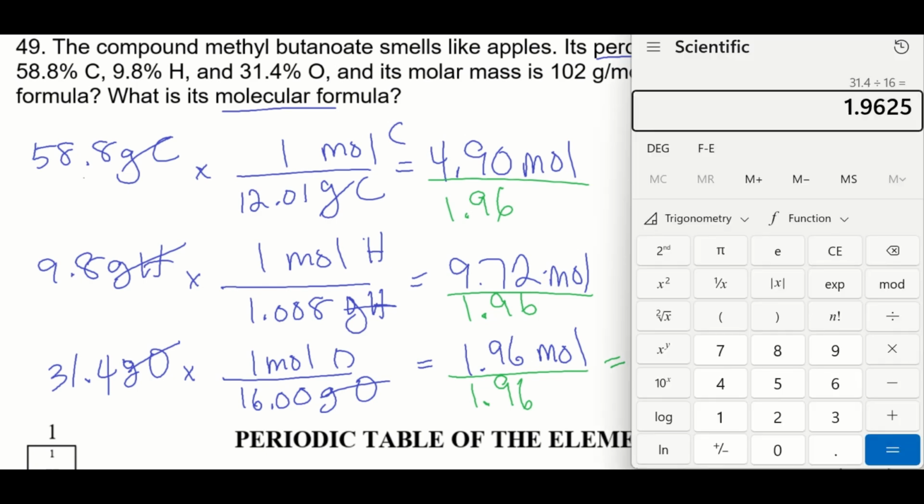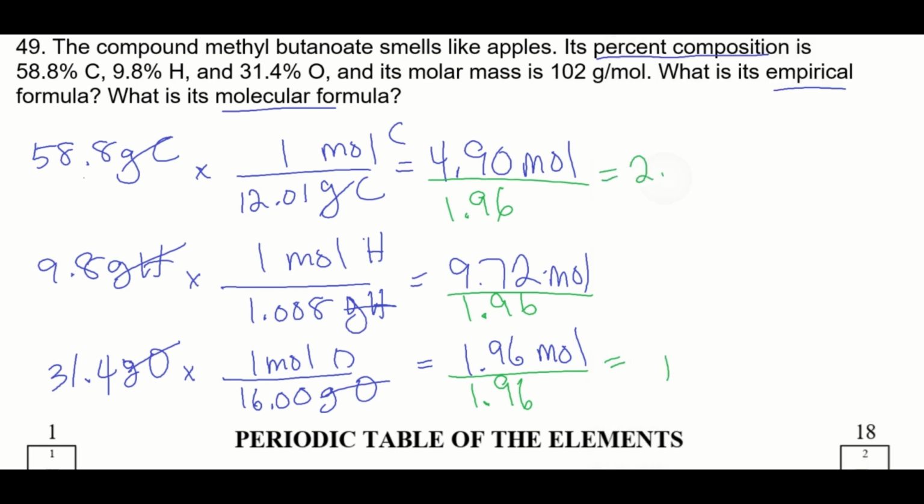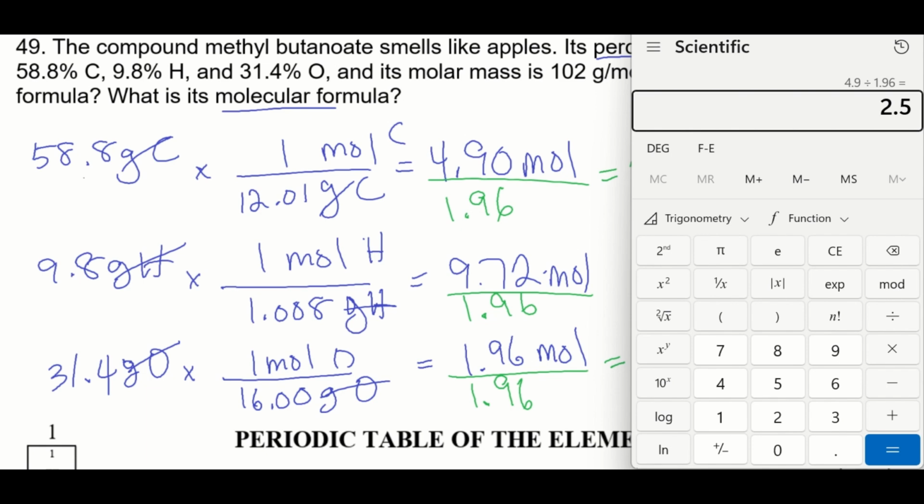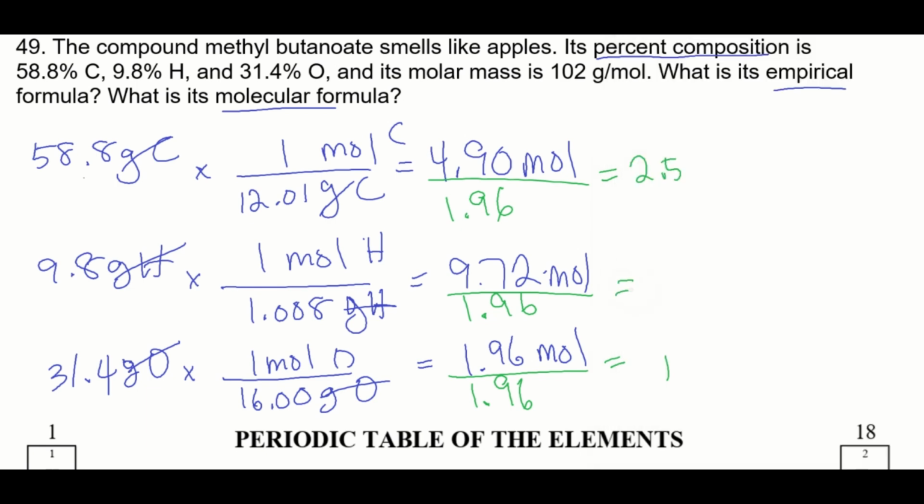All right, so for the carbon, 4.9 divided by 1.96, 2.5, that's fine. 9.72 divided by 1.96, and that's close enough to 5. Now, you don't want to round 2.5 up to 3. It should be very, very close to a whole number, or a half, or maybe a third, or maybe even a fifth. But those are generally the ones you'll see.